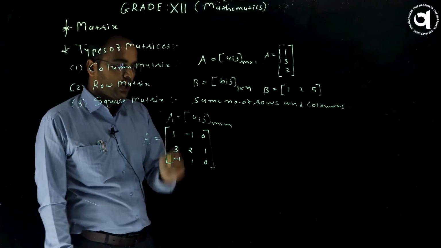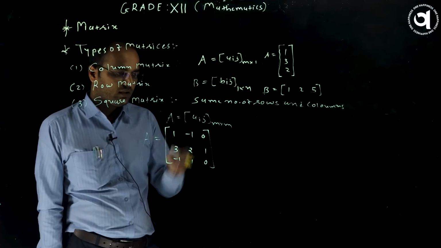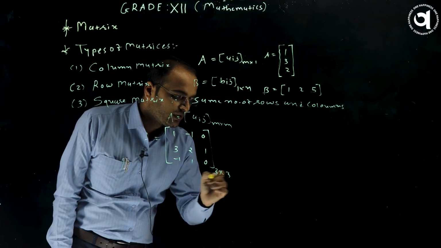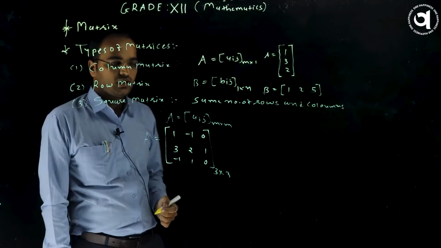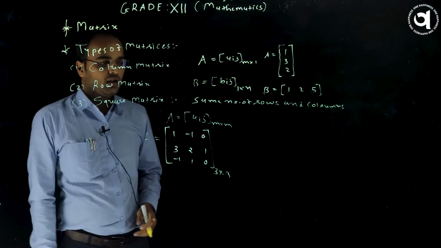So there are how many rows? First, second and third. And how many columns? 1, 2 and 3. So it is 3 cross 3. Here the number of rows and number of columns are the same and it looks like a square. That's why it is called a square matrix.